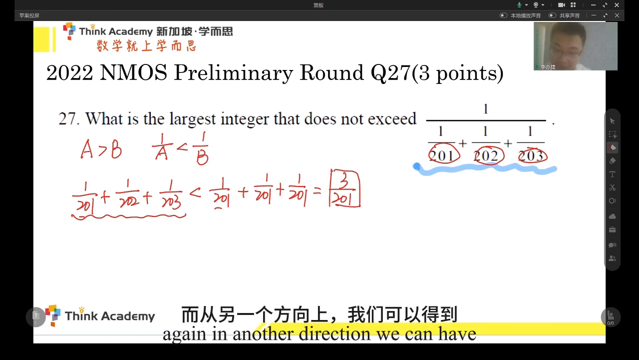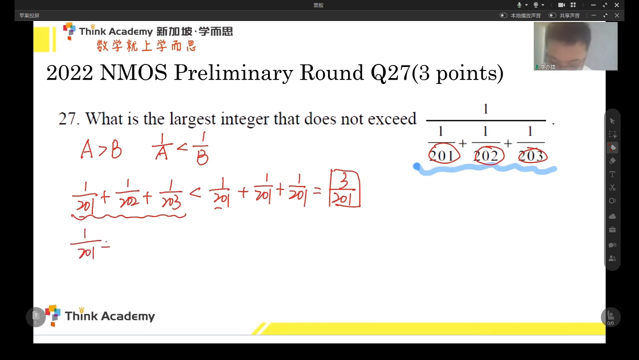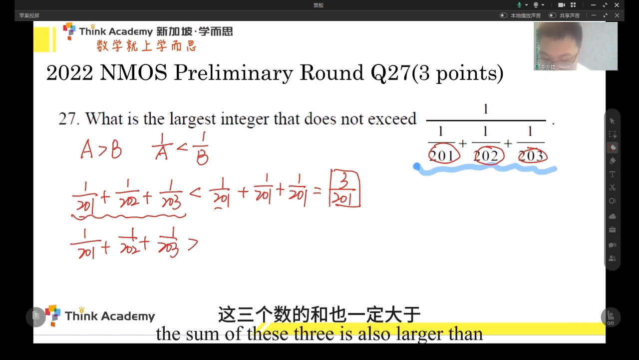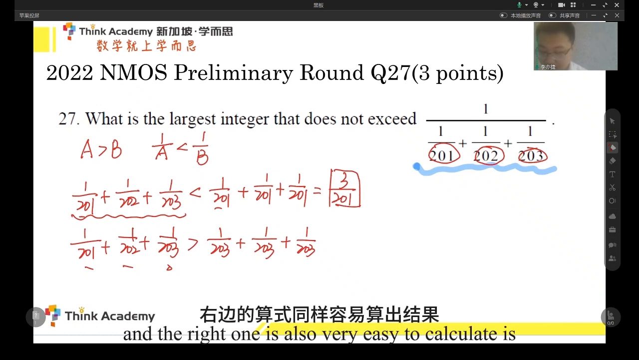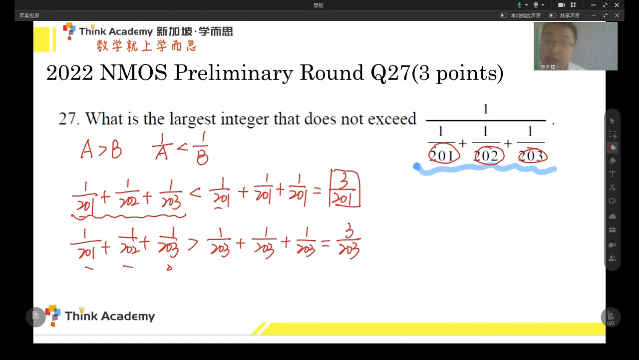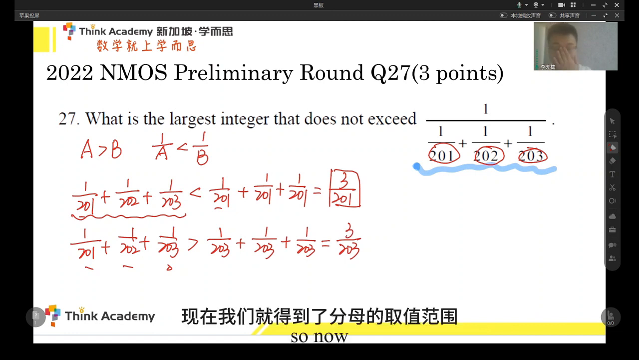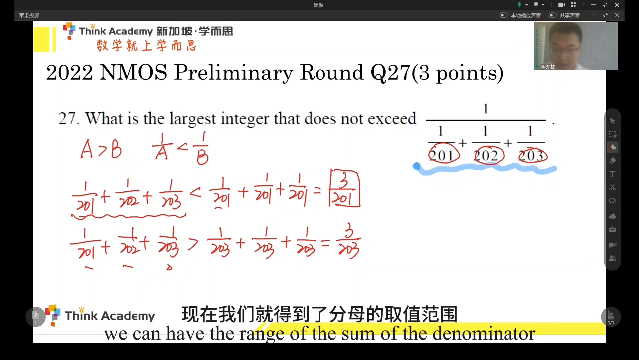Again, in the other direction, the sum of these 3 is also larger than what? If we turn them all into 1/203, larger, larger, equal. So the sum is larger. And the right side is another value that is easy to calculate, 3/203. So now we have the range of the sum of the denominator.